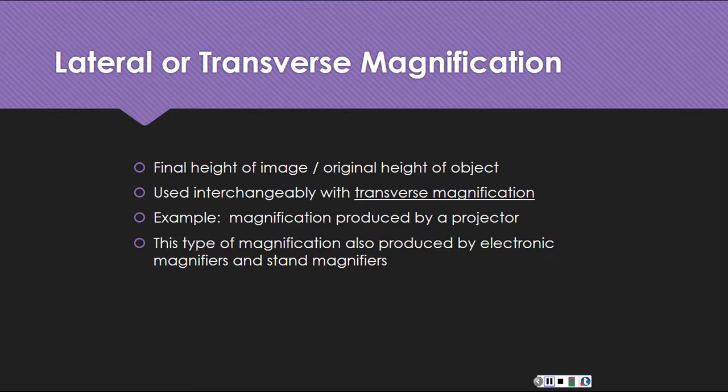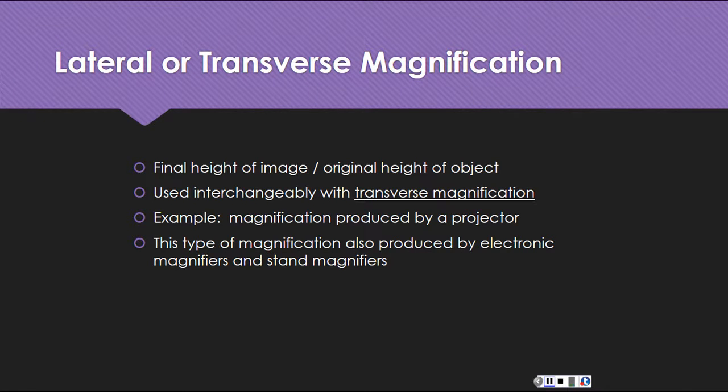Lateral transverse magnification: the definition of this is you're looking at your final height of the image in reference to the original object size. Again, you're comparing the height of the image to the original object. In low vision, we use lateral and transverse interchangeably. They're not exactly the same, but they're similar enough for the way that we use them with the devices that we've prescribed. One that you can think about is magnification produced by a projector. The film negative would have the actual object size, and then it would be projected based on the image. That magnification is what we'd consider either lateral or transverse.